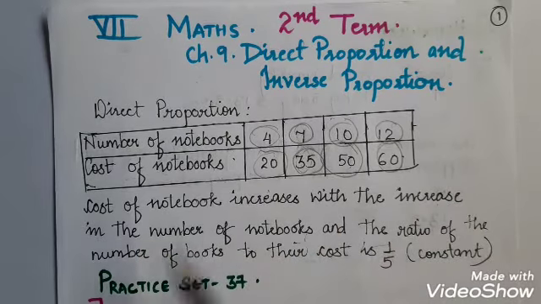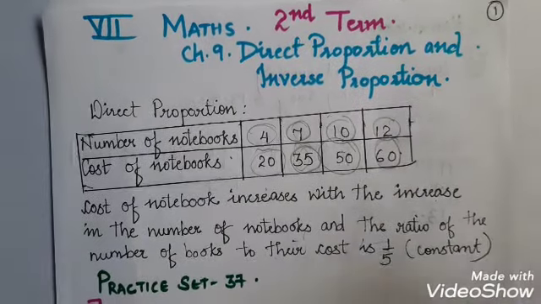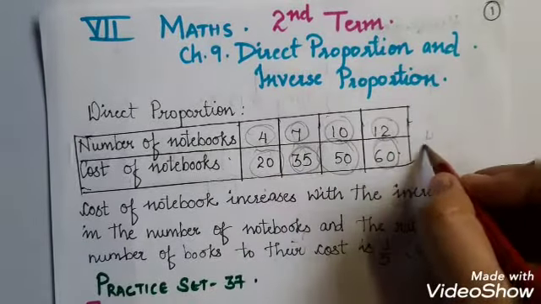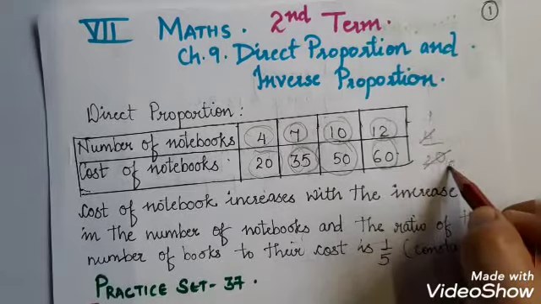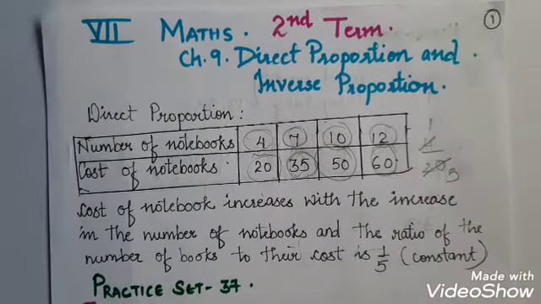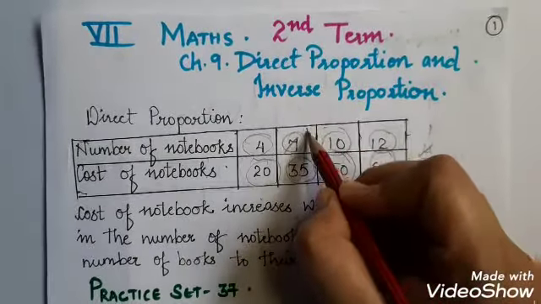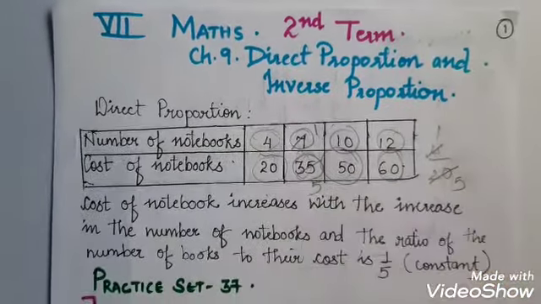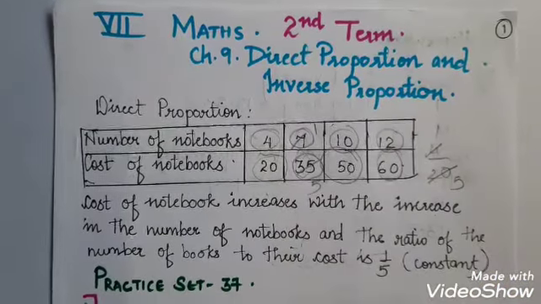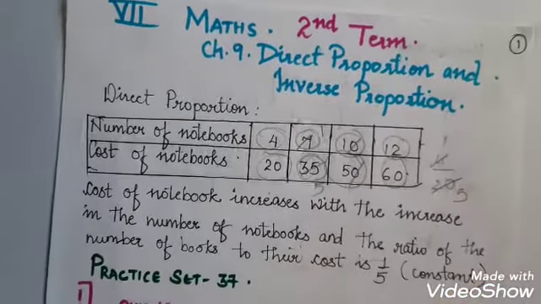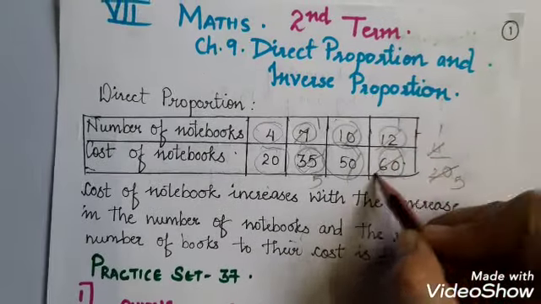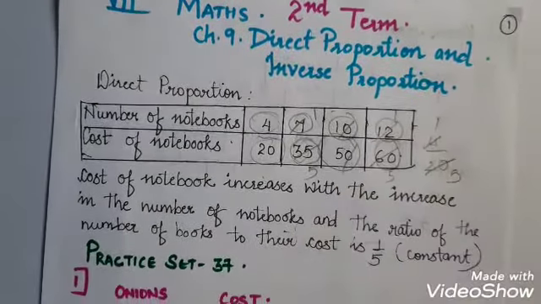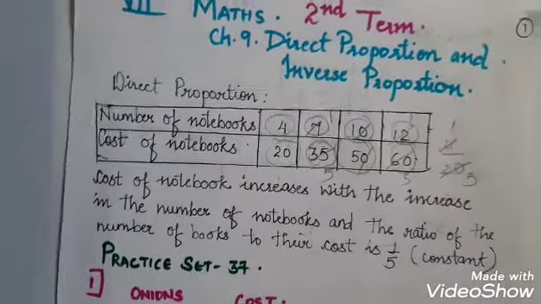And the ratio of the number of books to their cost is 1:5. How did you get 1:5? You divide 4 upon 20. So 4 upon 20 means 4 ones are 4, 4 fives are 20. Same for the next one, 7 ones are 7, 7 fives are 35. 0 gets cancelled, that is 1 upon 5. And 12 ones are 12, 12 fives are 60. So you can see 1 upon 5 is a constant ratio.